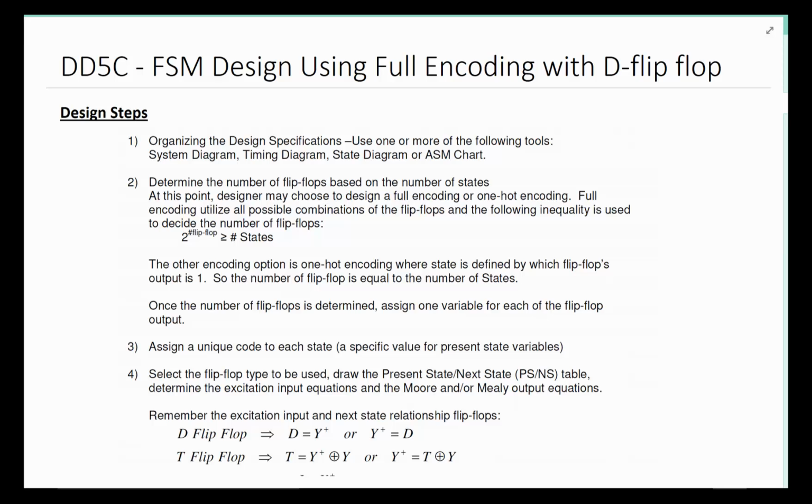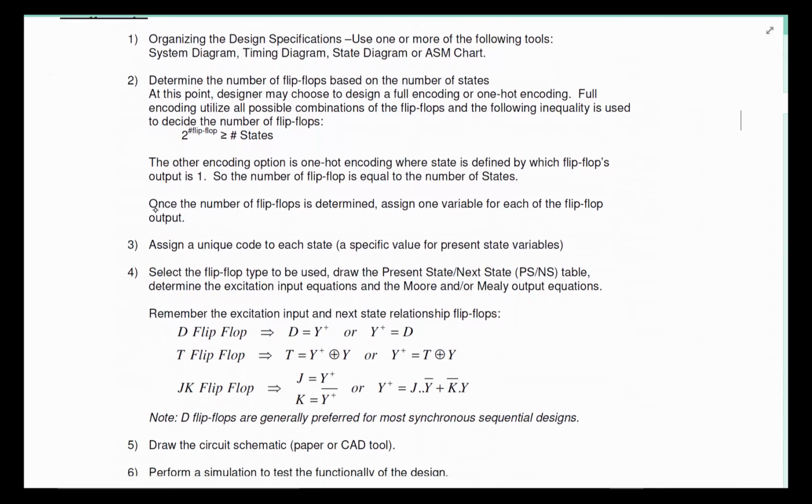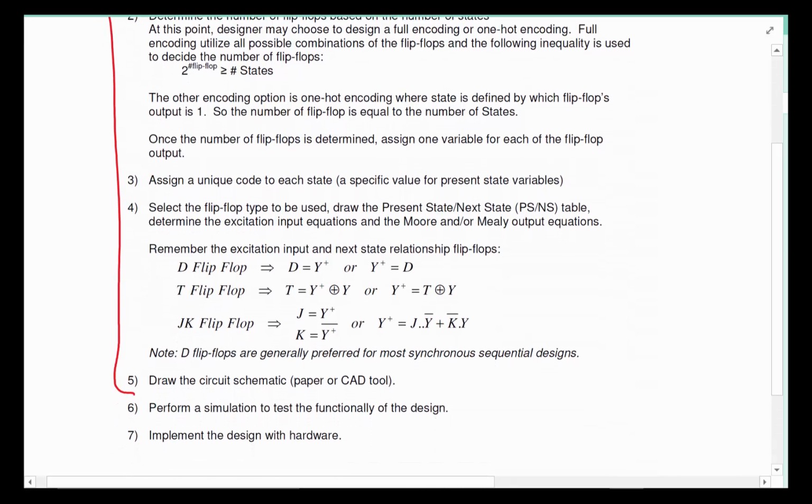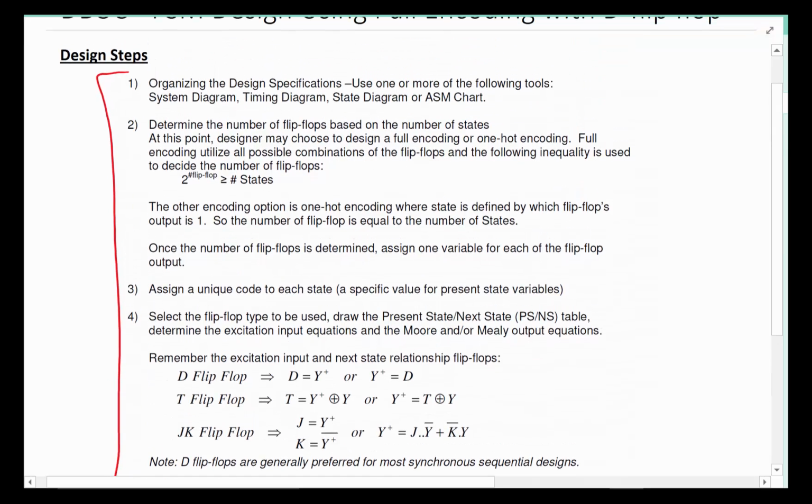In this video, we're going to focus on FSM design, still classical design, using full encoding this time with the flip-flops. So the steps in the processor are the same as we've been discussing in the previous section. And as we've done before, for these videos, we're going to complete step 1 through 5. Once these are completed, once you have the schematic, if you have a tool to do the simulation testing and then implementing it should be straightforward from there.